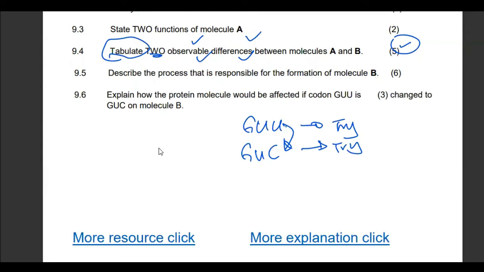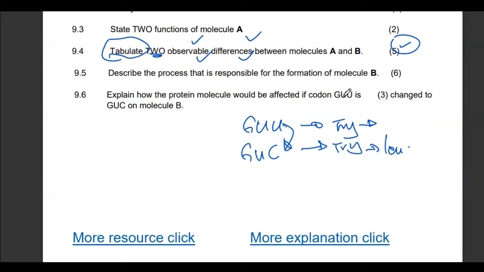But if this is tryptophan and now this one codes, for example, leucine, then it means that there will be a change in the functioning of the protein, because this is tryptophan and this is leucine. Therefore, a different protein will be formed, and the functioning of the protein will also change. So, explain how the protein molecule would be affected if this is changed to this.